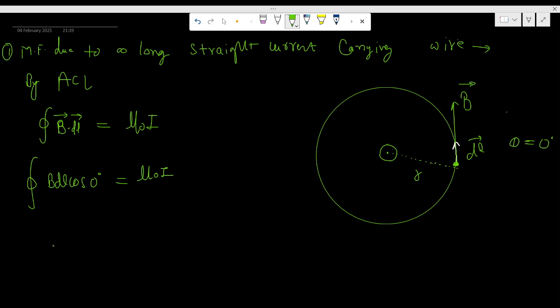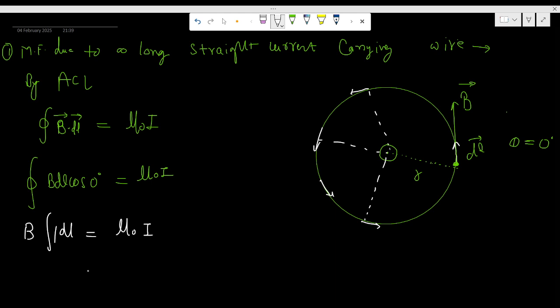Now because B is constant, because you can take any radius, you can take dl anywhere, like over there, over there, anywhere. The radius is constant. Because the radius is constant, the value of magnetic field is constant. So B is constant, so take B out. Now we have only integration of dl, and this is mu naught I.